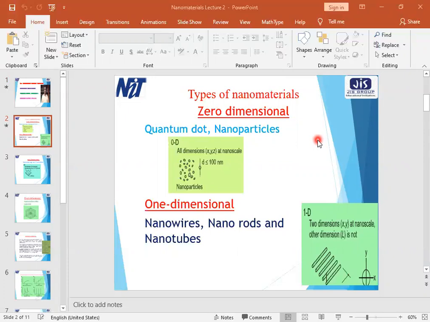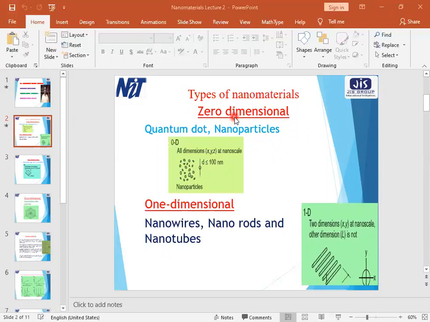So the first type of nanomaterial is called zero-dimensional nanomaterial. Zero-dimensional nanomaterial means all its dimensions lie in the nanometer range. That means no dimension is seen in the bulk range. So that is why the dimension is said to be zero. Zero means no dimension is in the bulk region. All the dimensions of this object or this body or this particle are in the nano range.